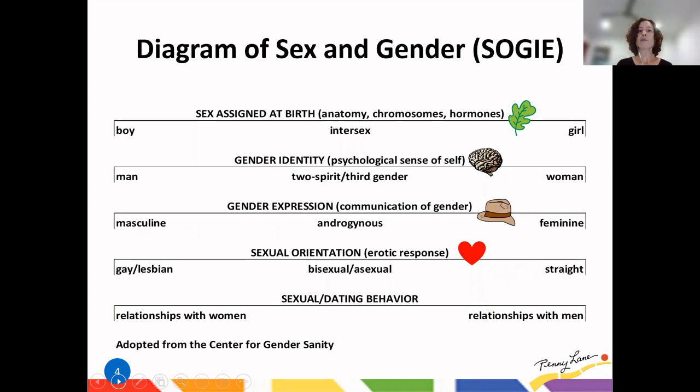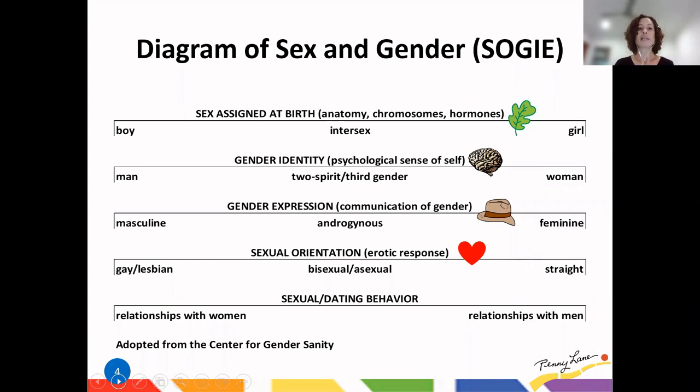Now, this is the diagram of sex and gender, or the diagram of SOGI: sexual orientation, gender identity, and expression. What this diagram does is it breaks down the different aspects of sexual orientation, gender identity, and gender expression. And we're going to go through each line one at a time so that we can better understand it.